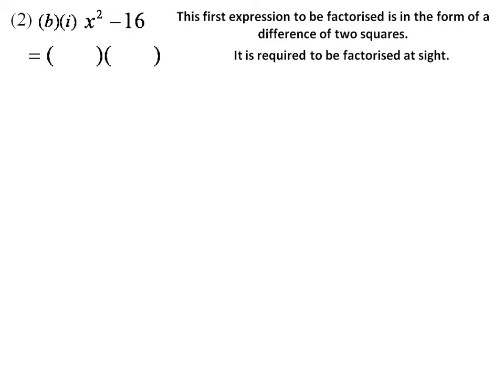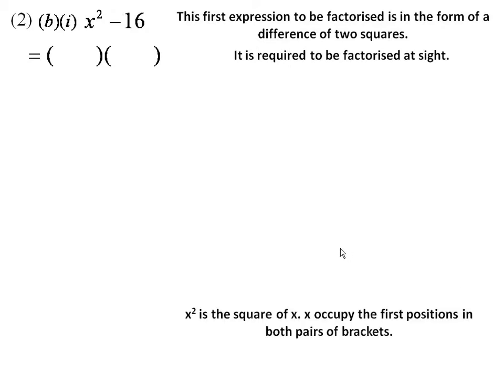Now we are about to factorize completely, and this first expression to be factorized is in the form of a difference of two squares, everybody's favorite. It is required to be factorized at sight. Usually we imagine that it attracts only a single mark in the examination, factorizing a difference of two squares. Therefore we do not imagine that it should take 3 steps in entirety. So there we have it.